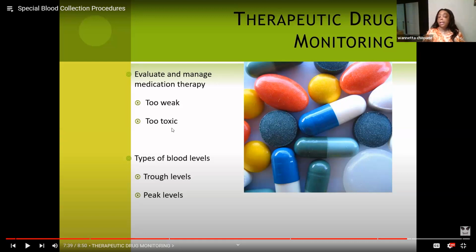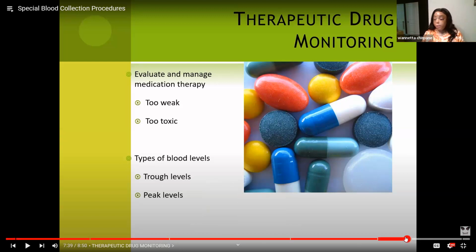So just to let you know, trough and peak levels. Trough is before the medication and peak level is after the medication, okay? That's how the doctor knows how it's working for you. Oh, it's too much, or the doctor will also be able to know, oh, shoot, her levels are low and she's been on it for a week. She's not taking her medicine. Some people hide from wanting to take their medicine. So it'll tell the doctor a lot, okay?